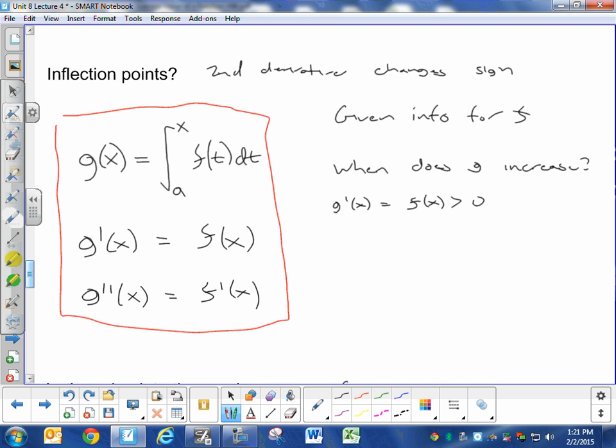Does that make sense? If I'm asked when is g concave down, well, you know that's when g double prime is negative. You know that from Unit 4. But now the extra step is you need to connect that g double prime is the same as f prime. And we will look to see when f prime is negative. Okay?